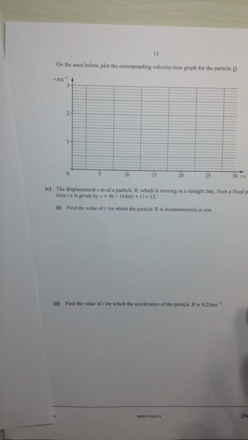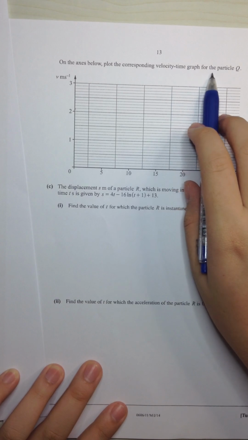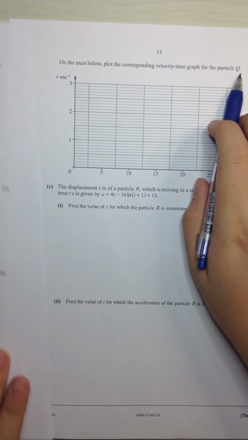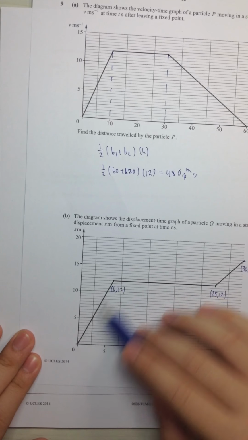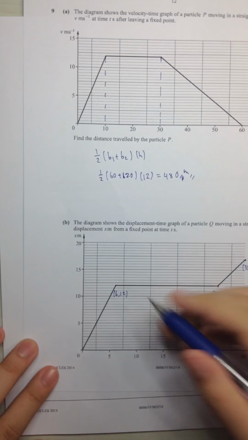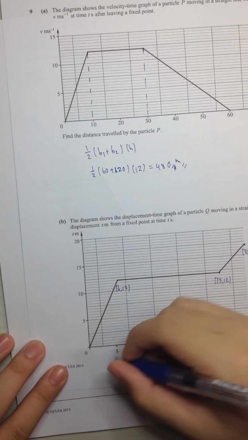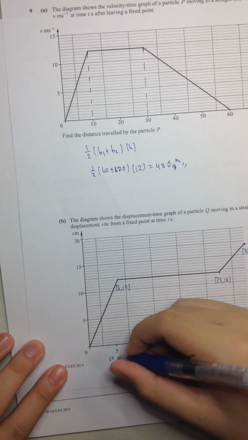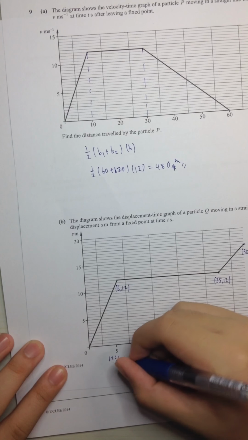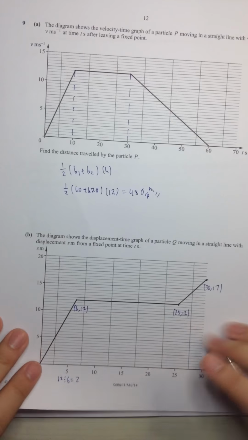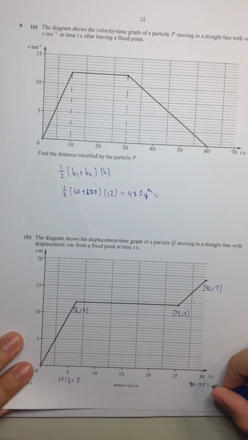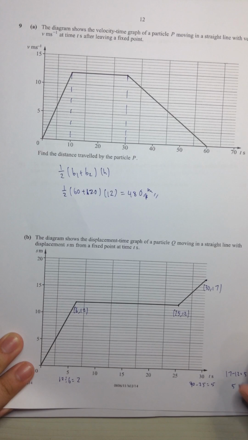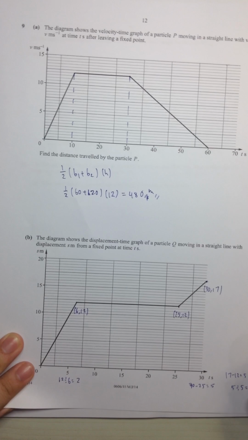So the question is, on the axis below, plot the corresponding velocity time graph for the particle Q. For this gradient, since it's traveling 12 meters in 6 seconds, it's 2 meters per second. And for this, it's 30 minus 25, which is 5 seconds, and it's traveling 5 meters, so it's 1 meter per second.